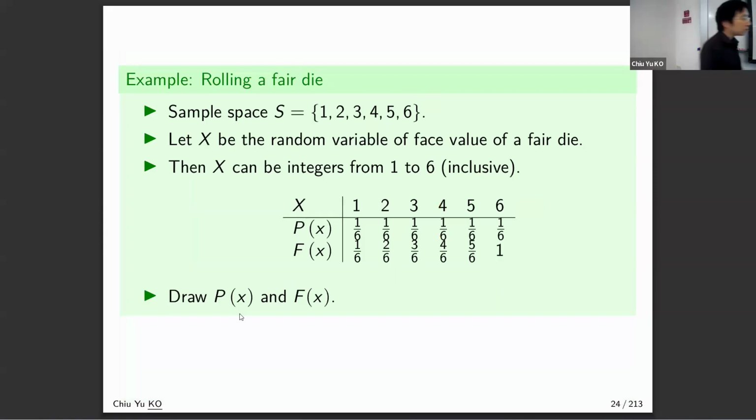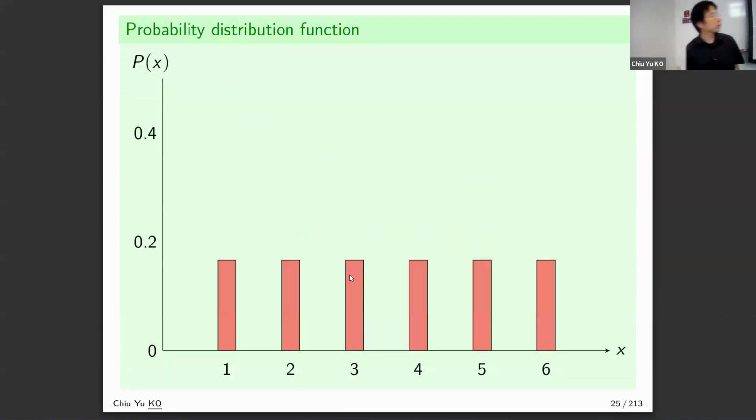Okay, so this one's a fair die. Simple. There are 6 numbers, a 6-faced die. Each outcome is equally likely, 1/6 for each one. So P is very simple. Every number is equally likely, every number is 1/6, right? And F, kindergarten stacking, right? First step is 1/6. The second one is 2/6, 3/6, 4/6, 5/6, 1, right? If you're still not sure, here, right?